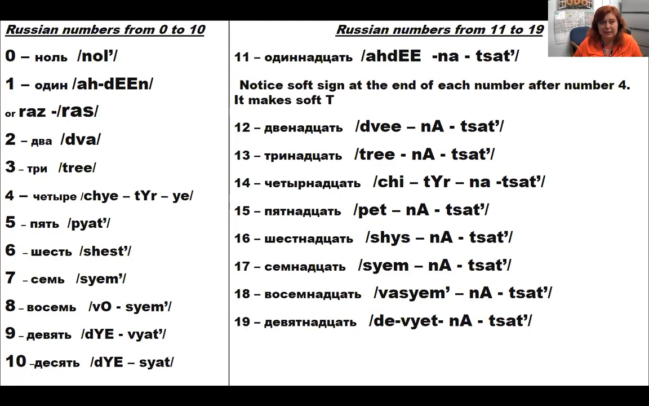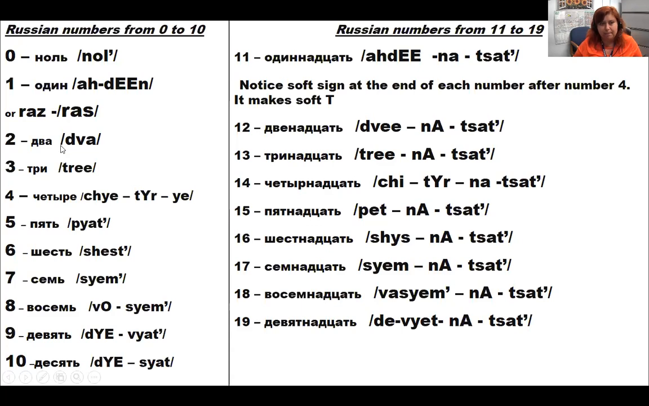Number 1 is один. And here is a pronunciation for you. Or sometimes we say раз. That's like a count, like a beat, musical beat. Раз, два, три, четыре. Раз, раз, раз. So you can use один or you can use раз for the same thing.